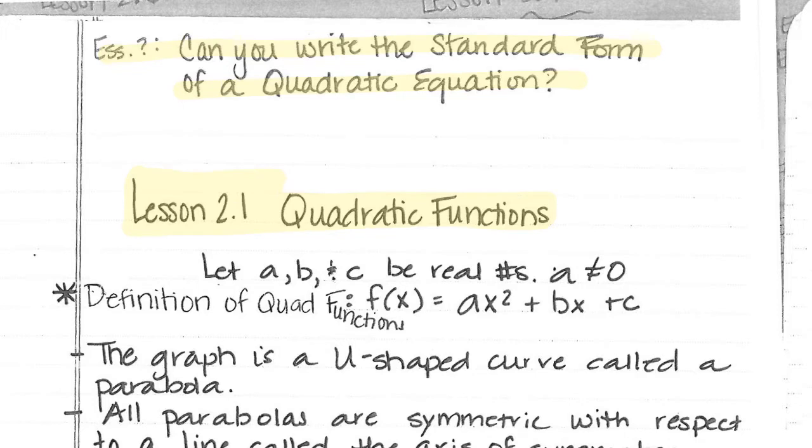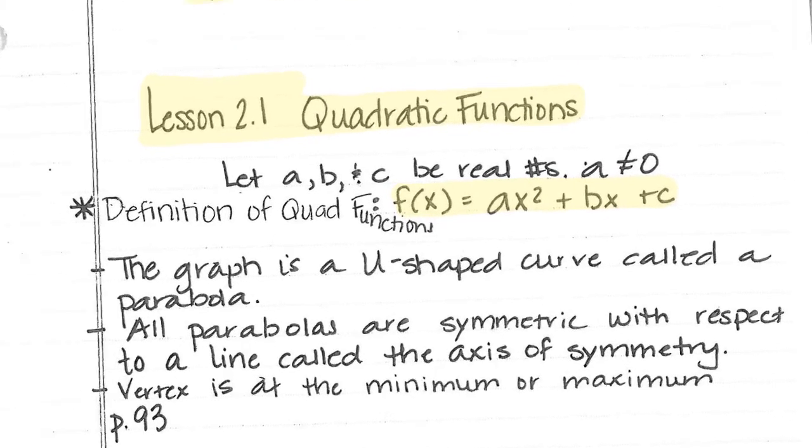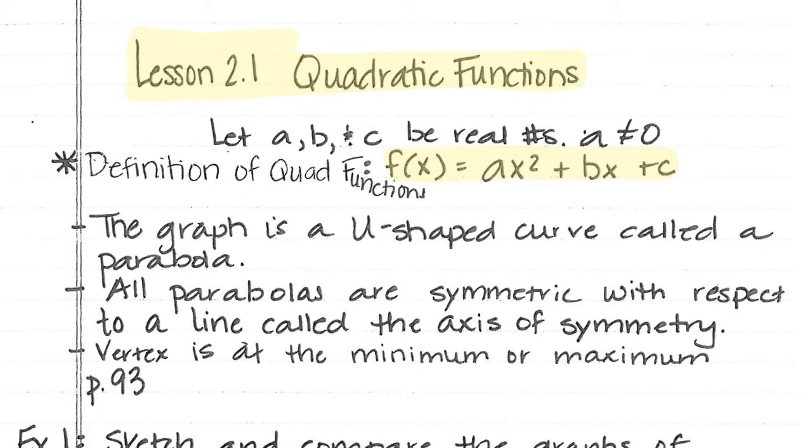So let's start with the definition here. The definition of a quadratic function is, let a, b, and c be real numbers where f of x is equal to ax squared plus bx plus c. You've seen this before, and there's so much you guys know about quadratics already. So let's talk about things that you do know.